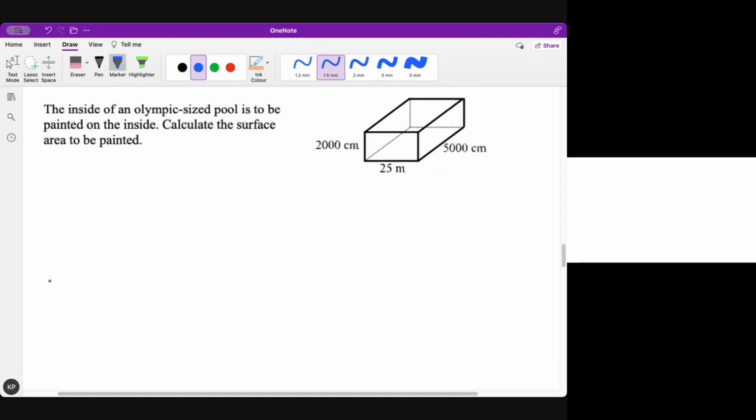Okay, and now start the problems. The inside of an Olympic-sized pool is to be painted. Calculate the surface area that has to be painted. Now, there's a few problems here. What do I first need to do, though? What do you think I first need to do over here? We have a couple of problems. Let's try and identify them and fix them.